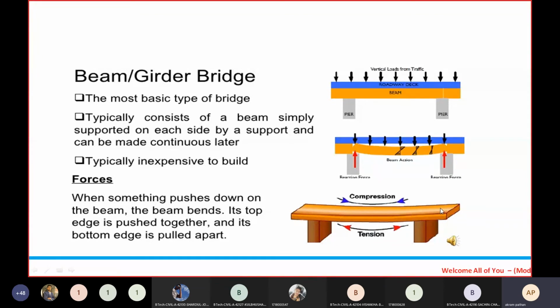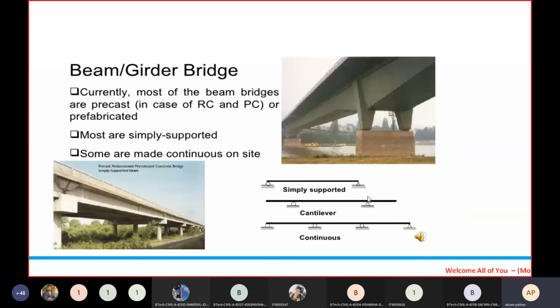So on the top portion of the deck slab it may come under compression, and below that it may come under tension. If you look into the considerations, when something pushes down, the beam bends, its top edge is pushed together and its bottom is pulled apart. So the upper part of such a beam or girder bridge comes under compression, and the bottom portion of this deck slab comes under tension.